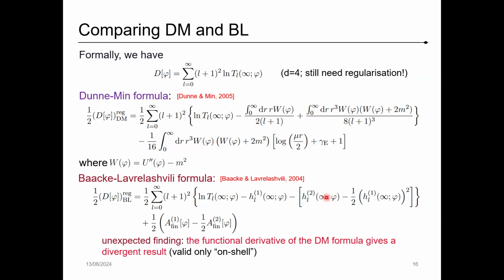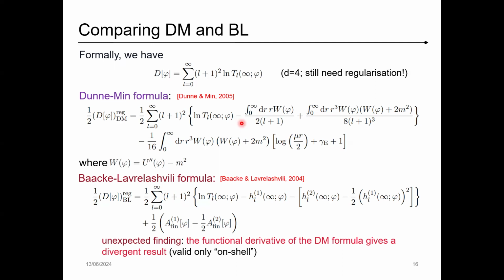Now, when we tried to do all this, we obtained an unexpected finding. If you do not take the functional derivative of this formula, then everything is fine. In the paper by Dunne and Min, they say that the formula matches this BL formula; they compared numerically. But if you take a functional derivative, then we found that this formula gives you a divergent and cutoff-dependent result. So we kind of think that the first equation is valid only on shell. I don't have more intuition on that, because I didn't look carefully at the WKB regularization, but this is what we found.